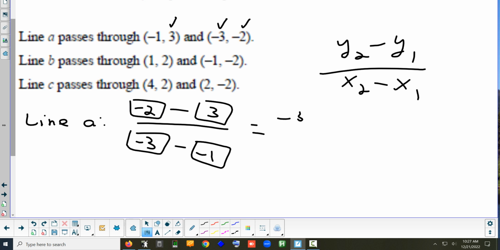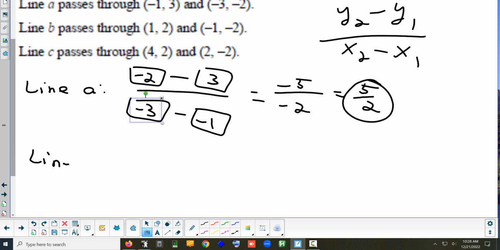-2 minus 3 is -5. What's -3 minus -1? -2. Yep. It becomes -3 plus 1, which is -2. And the negatives cancel. So the slope of line A is 5/2. If B is parallel to it, what does the slope of B have to come out to? If it's going to be parallel to A. Yeah? It has to be 5/2. Well, we don't know what it is yet, but we will in a minute. So let's do line B.